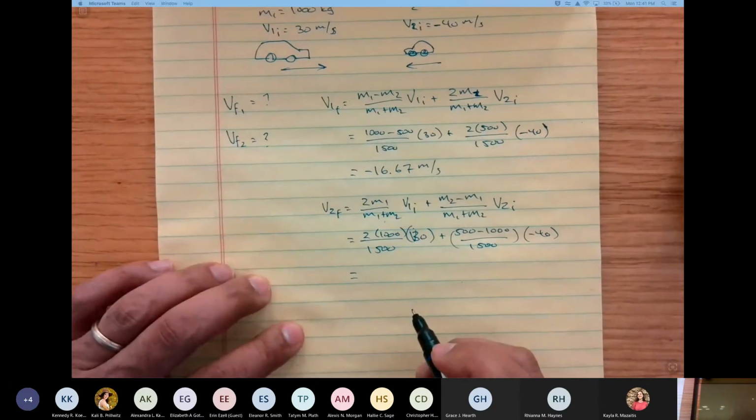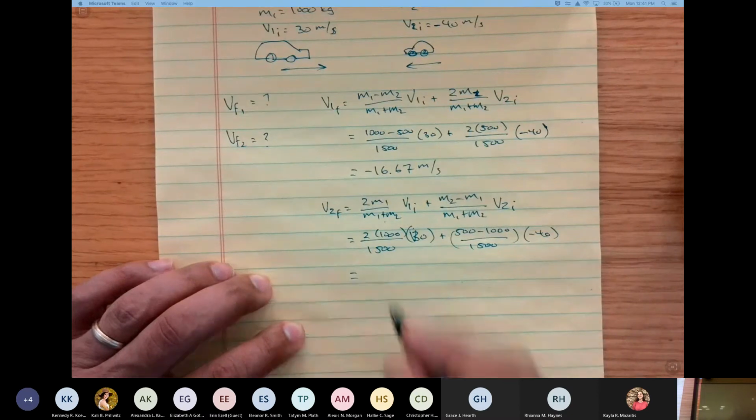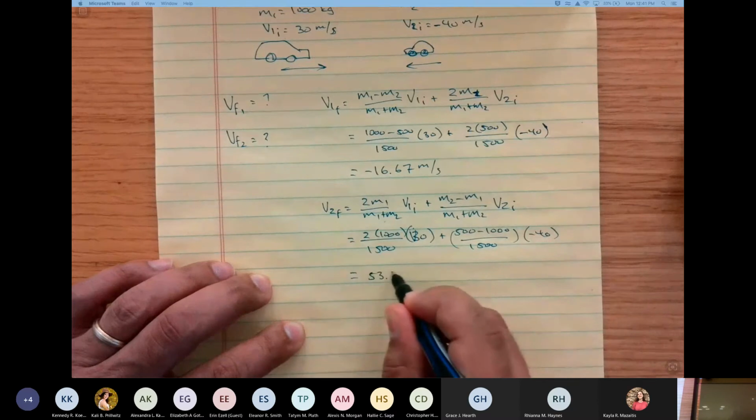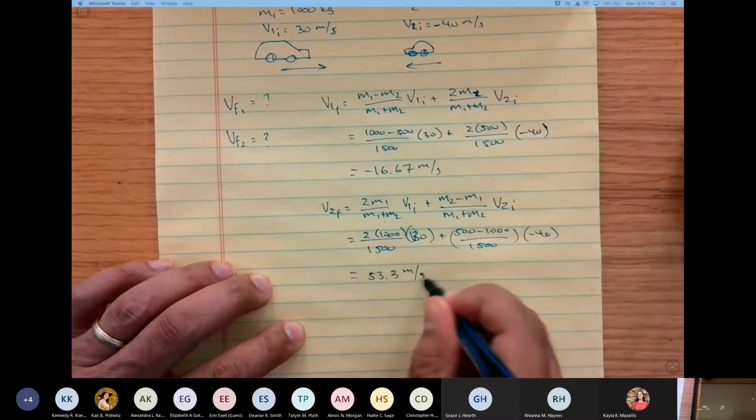Mary, what did you get? 80 meters per second. 80 meters per second? I don't know if that's right. No, it's a little bit too high. Sarah? Emma? 53.3. 53.3 meters per second.